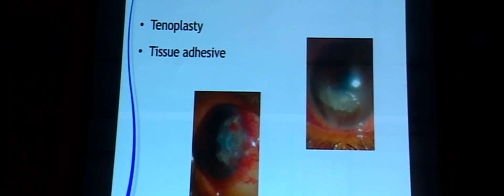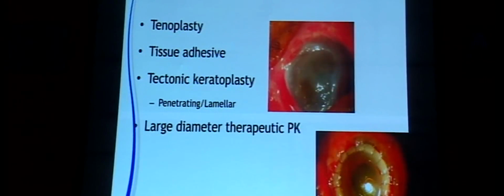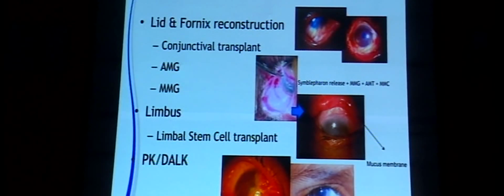Now, if there is a frank perforation, tissue adhesive comes to the rescue. If there is a corneal melt, lamellar or penetrating keratoplasty; with an extensive melt, you may need a large therapeutic penetrating keratoplasty. In the acute stage, the outcome of these procedures is not great, but these are globe-saving procedures, and what we are concerned with here is to save the globe and not to really restore the vision at this stage of the disease process.